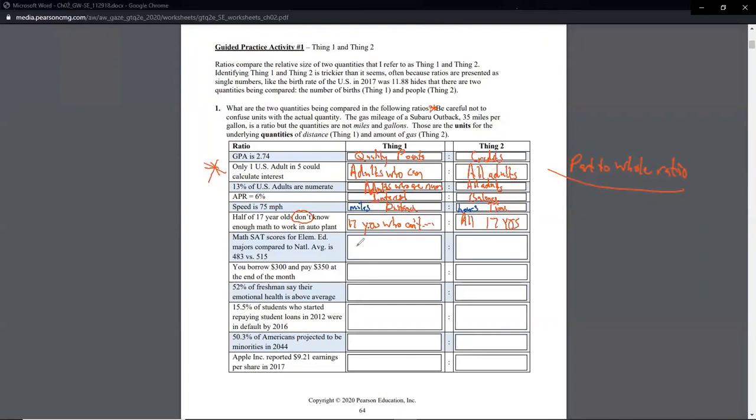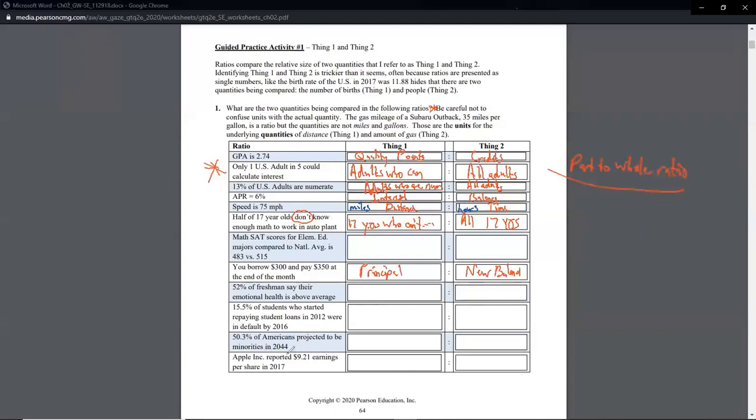I'm going to skip a couple of these. I might leave them for discussion boards. Again, I'm making that decision at the end of class, so don't leave early or come back and watch later. We're going to skip this one. You borrow 300 and you pay 350. This one will be principal to new balance, the 350 being the new balance, the 300 being what you borrowed, the principal. These finance ones, I just wanted to get out of the way. 52% we're going to skip. 15.5 we're going to skip. The 50.3 we're going to skip. The last one we're going to do.